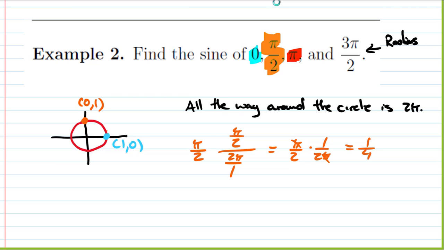Similarly, pi is half of 2 pi, so that's going to be halfway around the circle, or 180 degrees. I shouldn't use red, though, because I made my circle red.